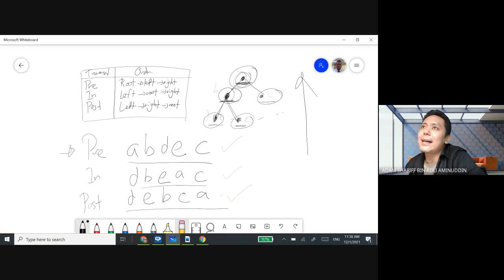This is not a scientific explanation, not mathematical. This is based on my observation and the logic of the pattern. So as long as you can remember the order, you will be fine actually. But this is the basics. For in-order, I cannot see the pattern much. In the end I have to depend on left, root, right.